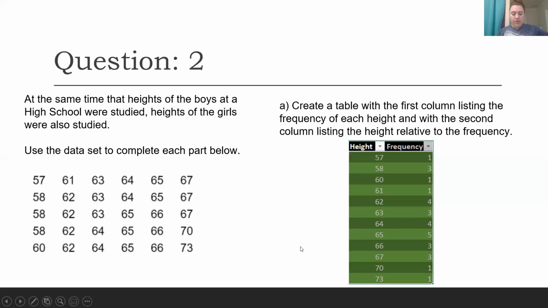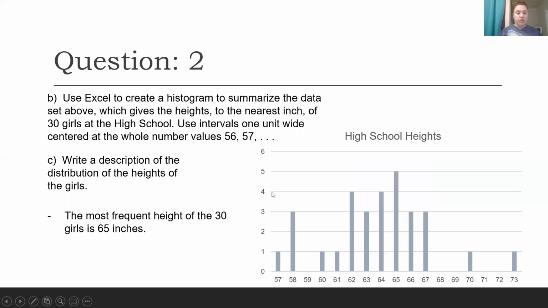And it goes all the way down to 73, which there was 1. The most common height for these girls, though, is 65, because at 65 there was a frequency of 5. So now on to part B.